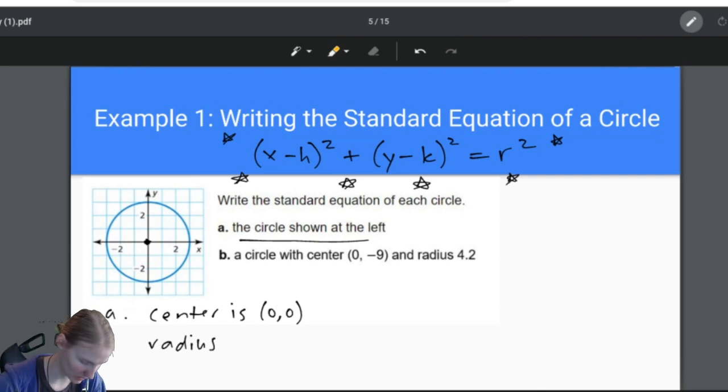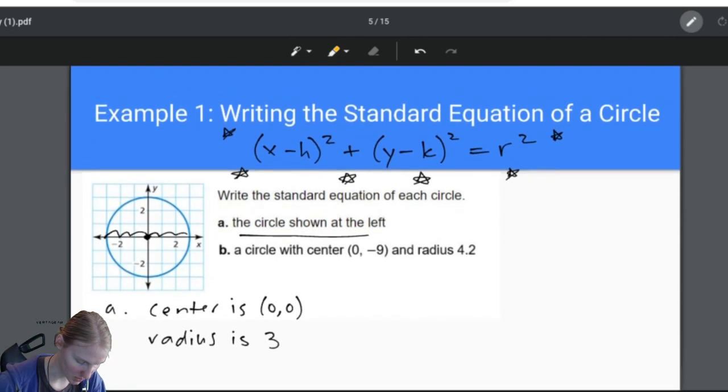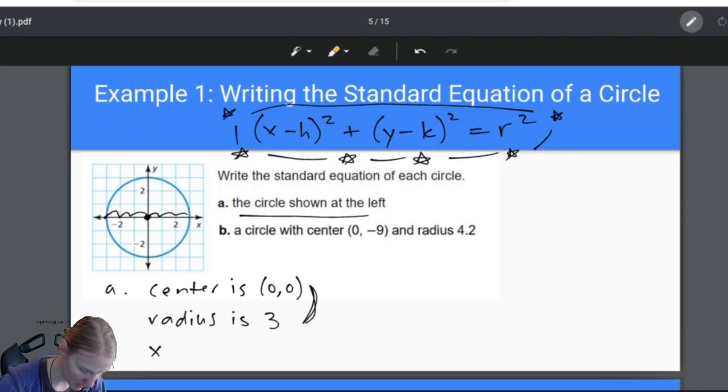And our radius. Hey, we just talked about what the radius is. 1, 2, 3. The radius is 3. So now what we're going to do is take our handy-dandy formula right here, the standard equation of the circle, and plug in this information. So (x minus 0) squared plus (y minus 0) squared equals 3 squared.